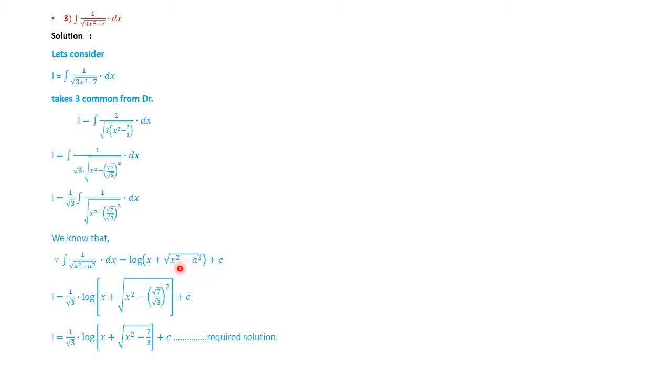Okay, so substituting the values now. What is our x here? 1 by root 3 is already there, into log of x plus under root x square minus a square, where a is root 7 by root 3, bracket square, plus c. Only remove this, square root 7 by 3. Okay, and this is the required simplification or solution, and you can further solve this problem also by taking this root 3 outside, but there is no need. This is also a required answer or solution.